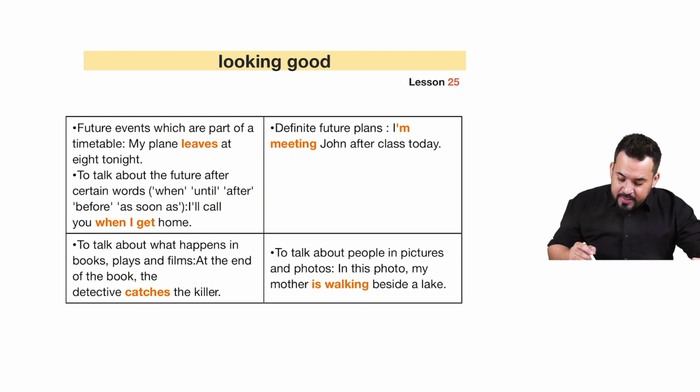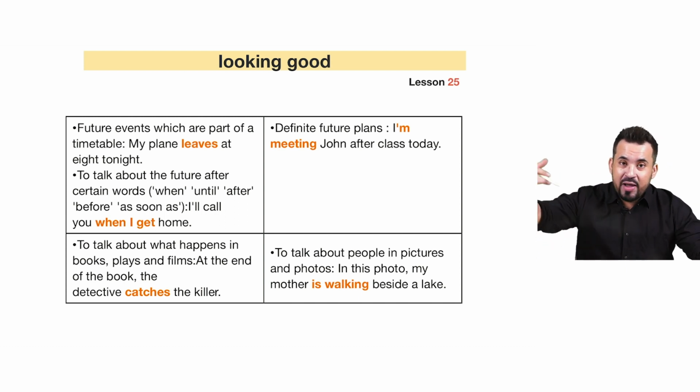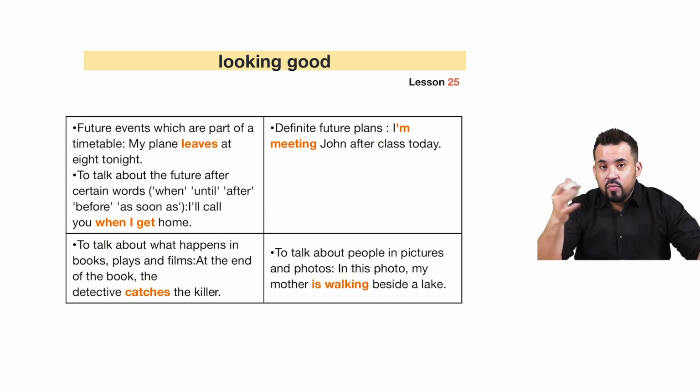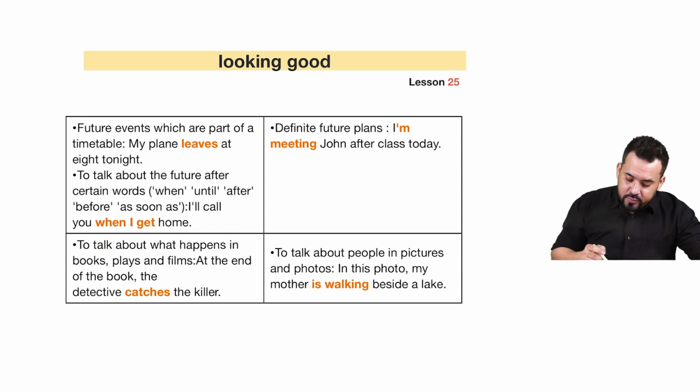Or we can say, my train arrives at 6. It is scheduled to arrive at 6. So anything that is on a timetable or following a schedule, we use the present simple.